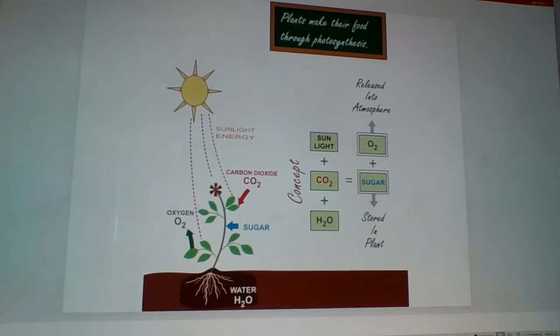Plants make their own food through photosynthesis. So here's another illustration of this process. Again, sunlight is coming down. It's being absorbed by the photoreceptors on the leaf. Water is coming up through the roots, through the ground, and carbon dioxide is coming into the leaves through the atmosphere. These are combined together to produce a sugar, and then oxygen is released as a byproduct. So you have sunlight, carbon dioxide, and water turn into sugars. The sugar is stored in the plant, and you also have oxygen, which is released into the atmosphere.